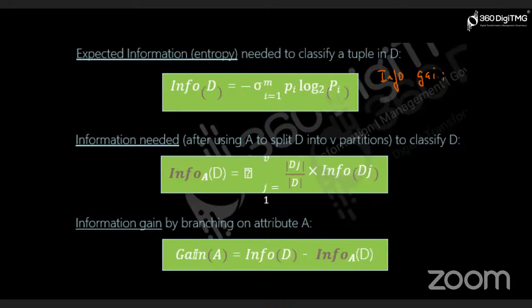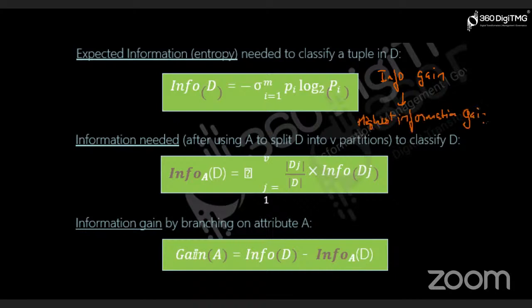Okay. So what we are doing here is we are taking highest information gain as a root node.